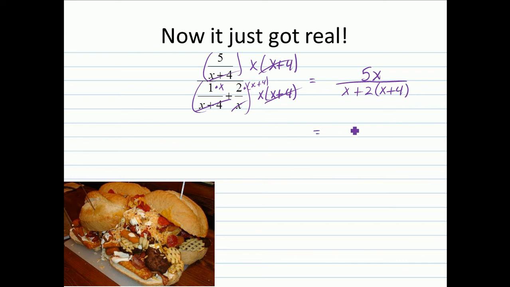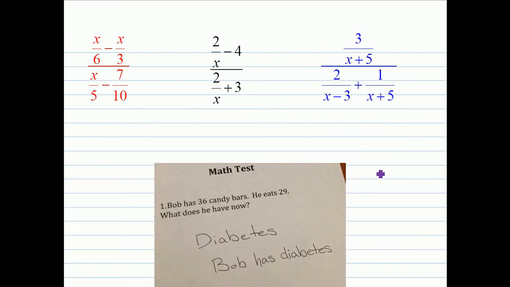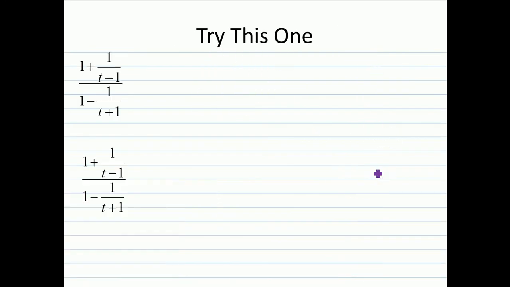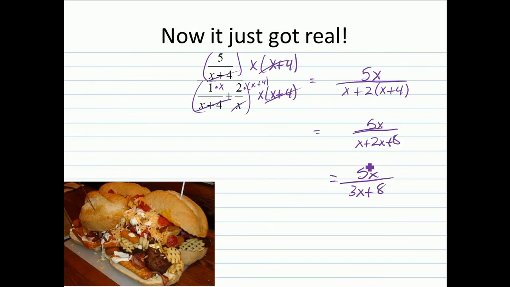And all of that's going to equal 5x over x plus 2x plus 8. So 5x over 3x plus 8. Now we can't simplify any further, so we just leave it just like that. So that gives you an idea of how we actually do some of these. So since that tells you how to do some of these, you should be able to do some on your own.